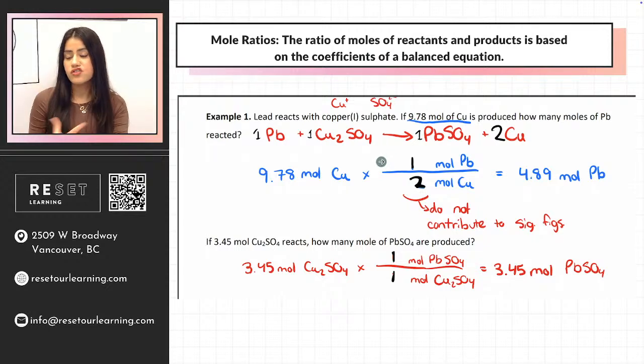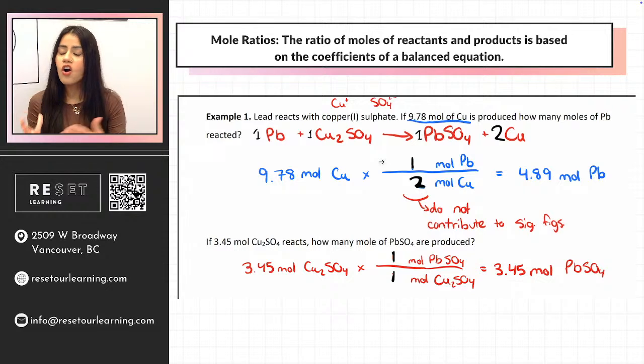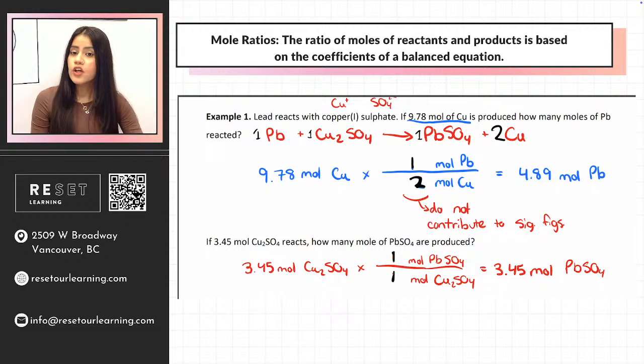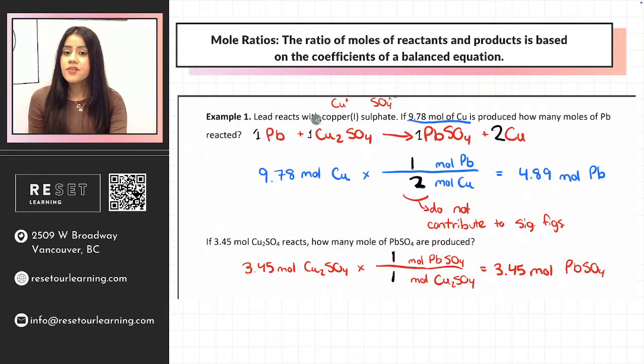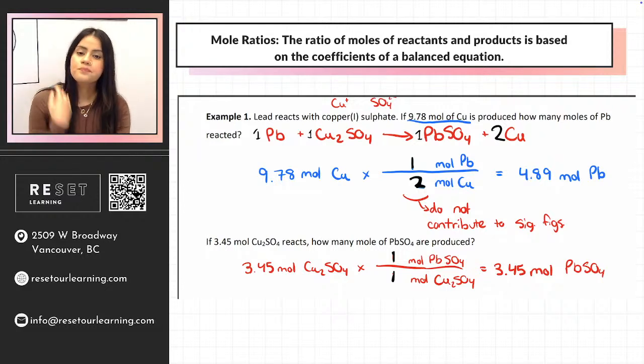Again, that's why I started with balancing equations, because all the concepts I'm doing right now are built onto each other. They're all connected. So let's look at an example. Lead reacts with copper sulfate. If 9.78 moles of copper is produced, how many moles of lead is reacted? So again, first step, always start with a balanced equation. Lead is Pb, copper sulfate is Cu2SO4, which will give me lead sulfate plus copper. This is a single replacement reaction, for you all wondering.